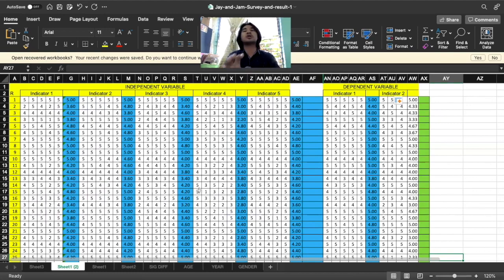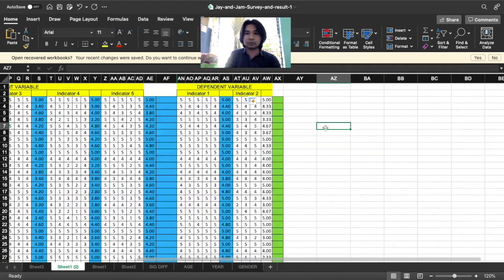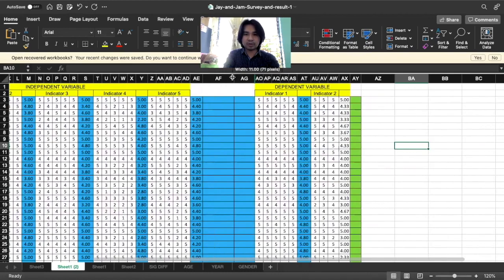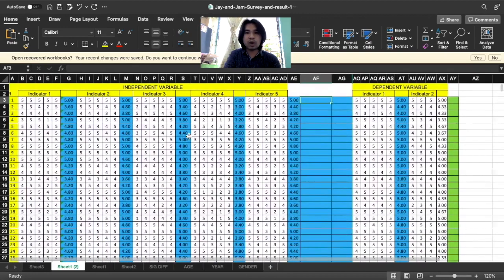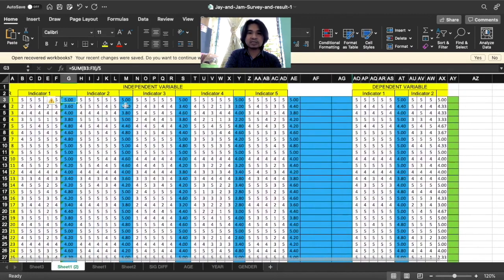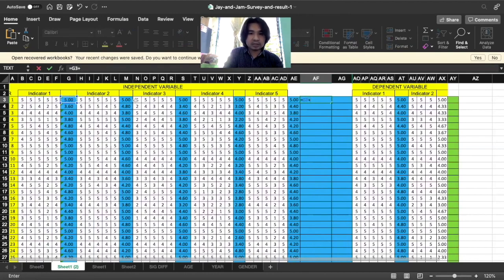Now this time, there are 2 processes on how we will solve for the significant difference. The first process, you will use correlation. What you will do is add all the means. These are all the means for the indicators. So you will add this one, so that would be this one plus this one plus this one. This one right here.